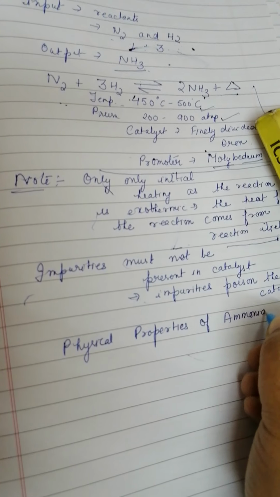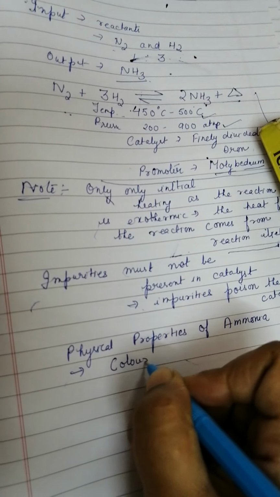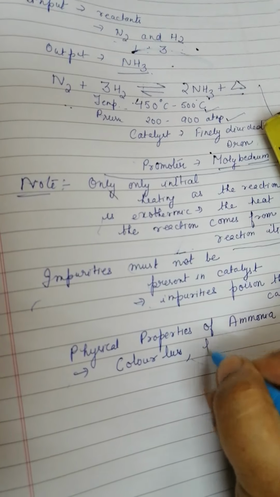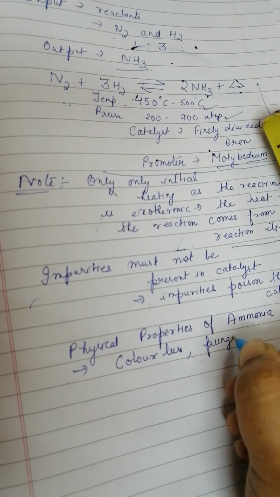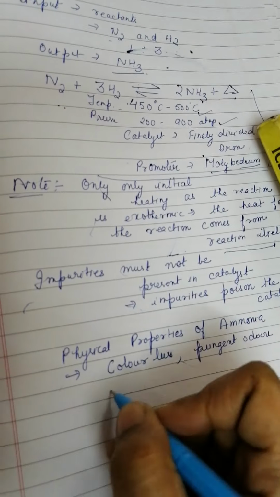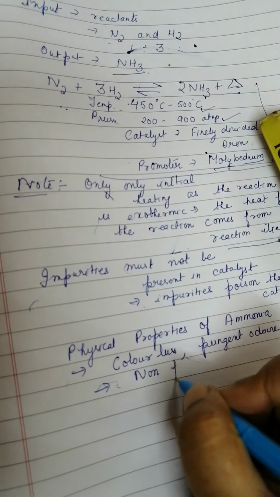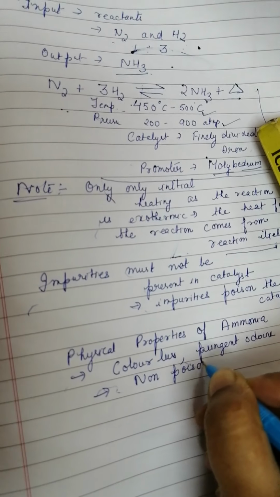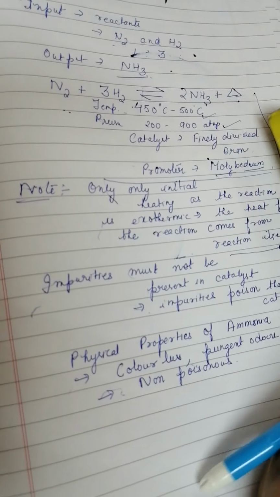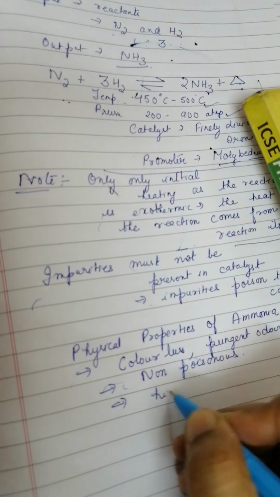Now the physical properties of ammonia. Ammonia, you know, it is a colorless gas. Then it has a pungent odor. Then it is non-poisonous but can be fatal in large doses because it affects the respiratory tract. Then it is highly soluble in water.